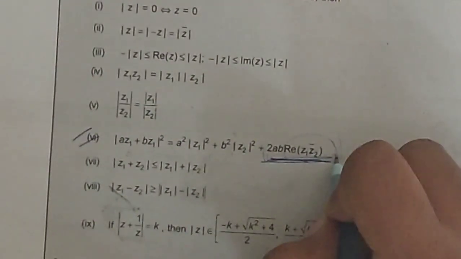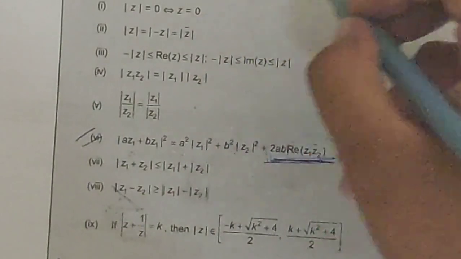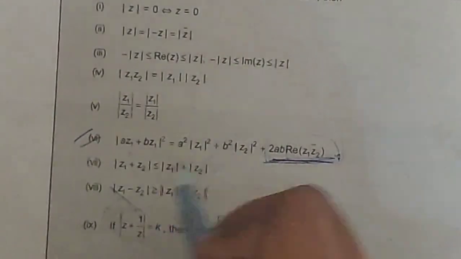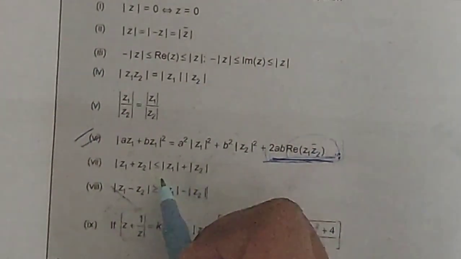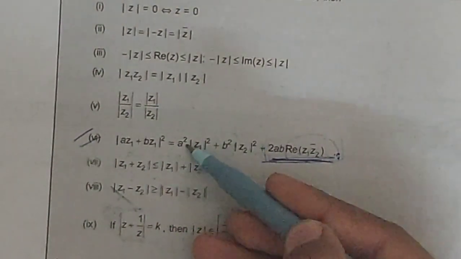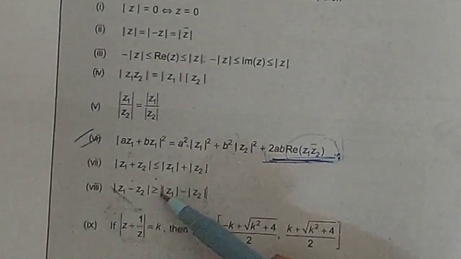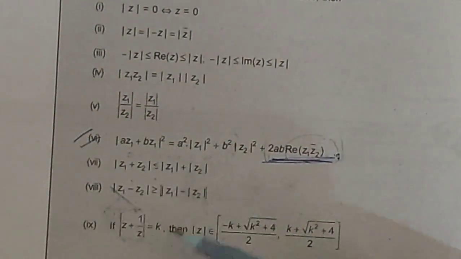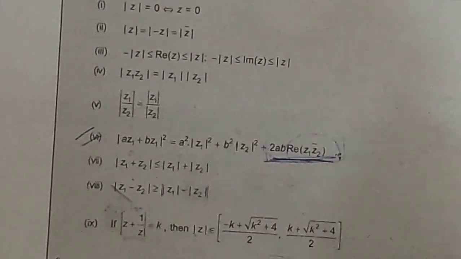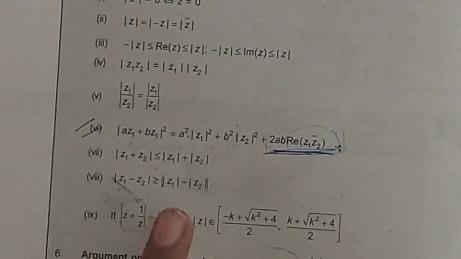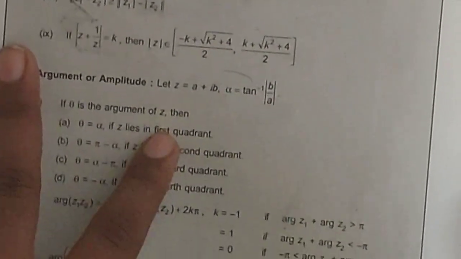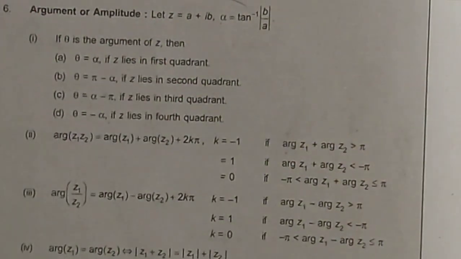Just remember it very nicely, because these are things you always use. But this one is useful, yet you don't remember it, and most students get confused. Mod of z1 plus z2 is always less than or equal to mod z1 plus mod z2. You can go through this in this way. Mod of z1 minus z2 is always greater than or equal to the difference of mod z1 and mod z2. And if z plus 1 upon z is equal to k, then mod z is equal to this. This is basically what we studied in quadratic equations. It's the same thing. It's not that important, but you should know. You don't know when questions are going to ask and when it will be useful.